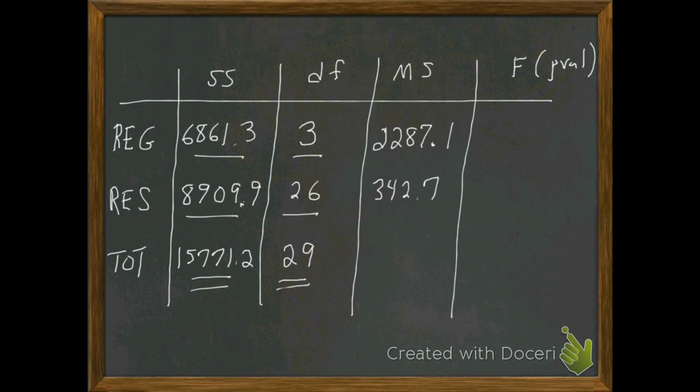And remember that the mean square terms are not additive. So gang, I don't ever want to see you putting a value right there, because 15,771.2 divided by 29 will not be equal to 2287.1 plus this. Now, I encourage you to try that out if you want to.